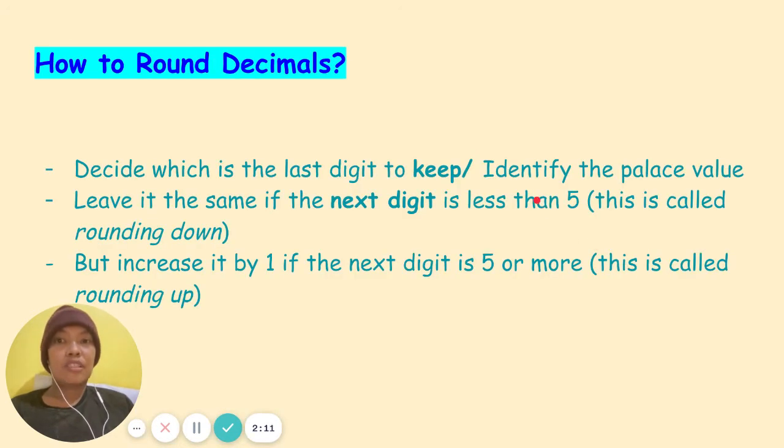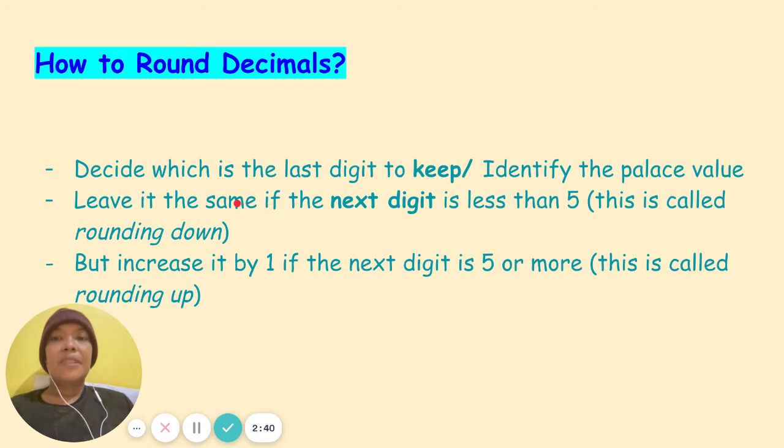So, how to round decimals? So, again, paano nyo po i-round off ang decimals? How to round off decimals? So, decide which is the last digit to keep. So, identify the place value. So, when your teacher asks you, round off to the nearest tenth, you can identify, dapat po ma-identify nyo yung instruction na yun, kasi from that, you will base your answer.